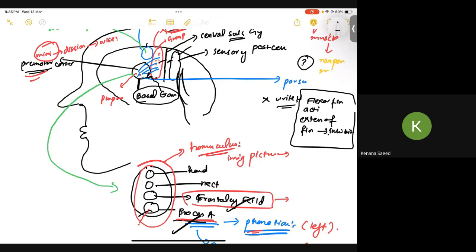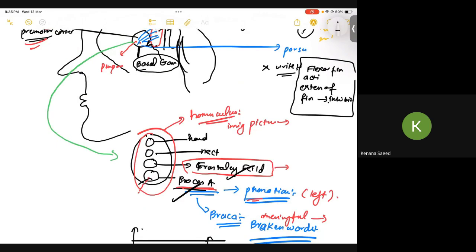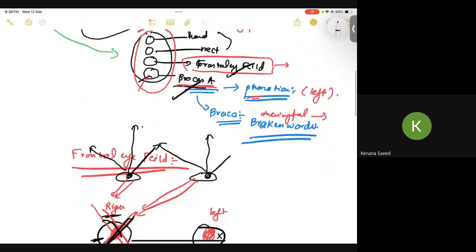What is homunculus? It's an imaginary picture which we have drawn, which indicates that this specific area is responsible for this movement. For example, Broca's area for phonation, frontal eye field for contralateral gaze, head and neck. It isn't quite significant, but these areas are going to have motor innervation or upper motor neuron, which is responsible for your neck muscles and head muscles. Simple, right?